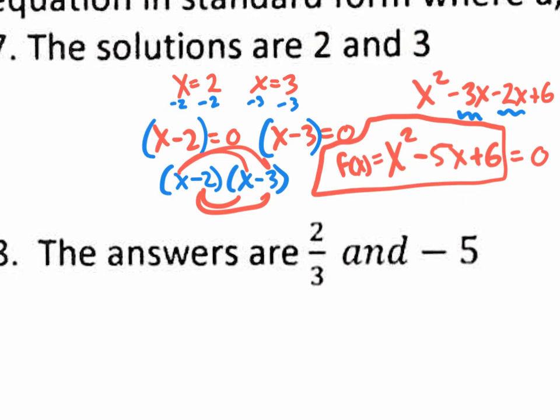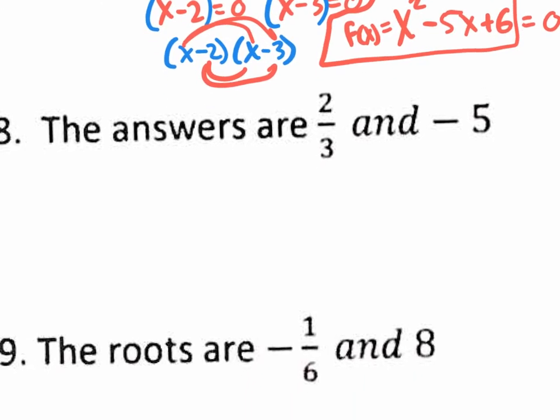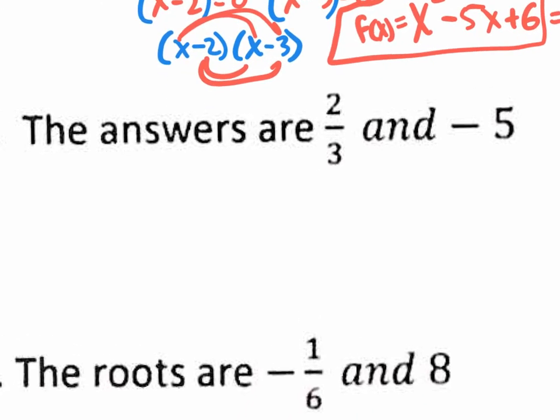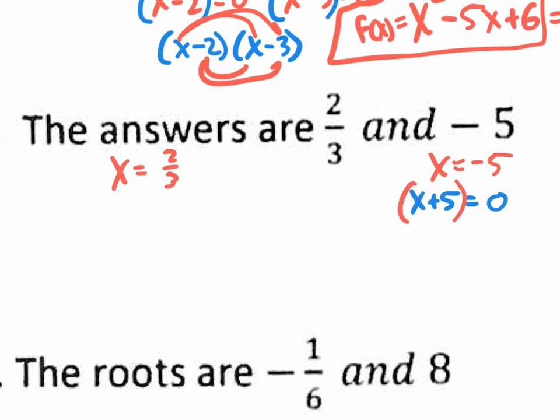Let's do the same for the next one. The next one's a little more interesting because you actually have fractions. So we have x equaling 2/3, okay? And we also have x equaling -5. So the -5, that one's easy. What's the binomial that gave you the answer -5? That would be x plus 5 set equal to 0, right? So there's the binomial x plus 5. The other one's slightly more tricky. All you got to do is make sure you get 2/3 to become 0.